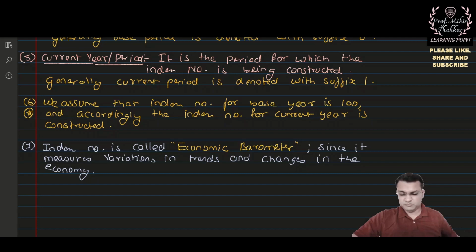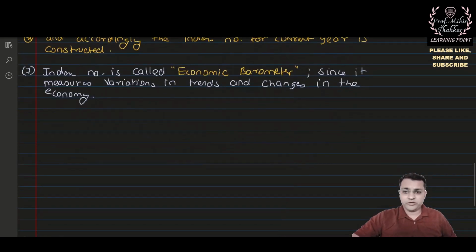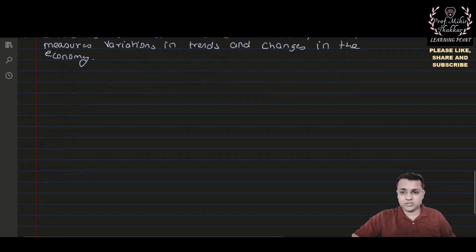Now see, the next point that we have is based on the types of index numbers.